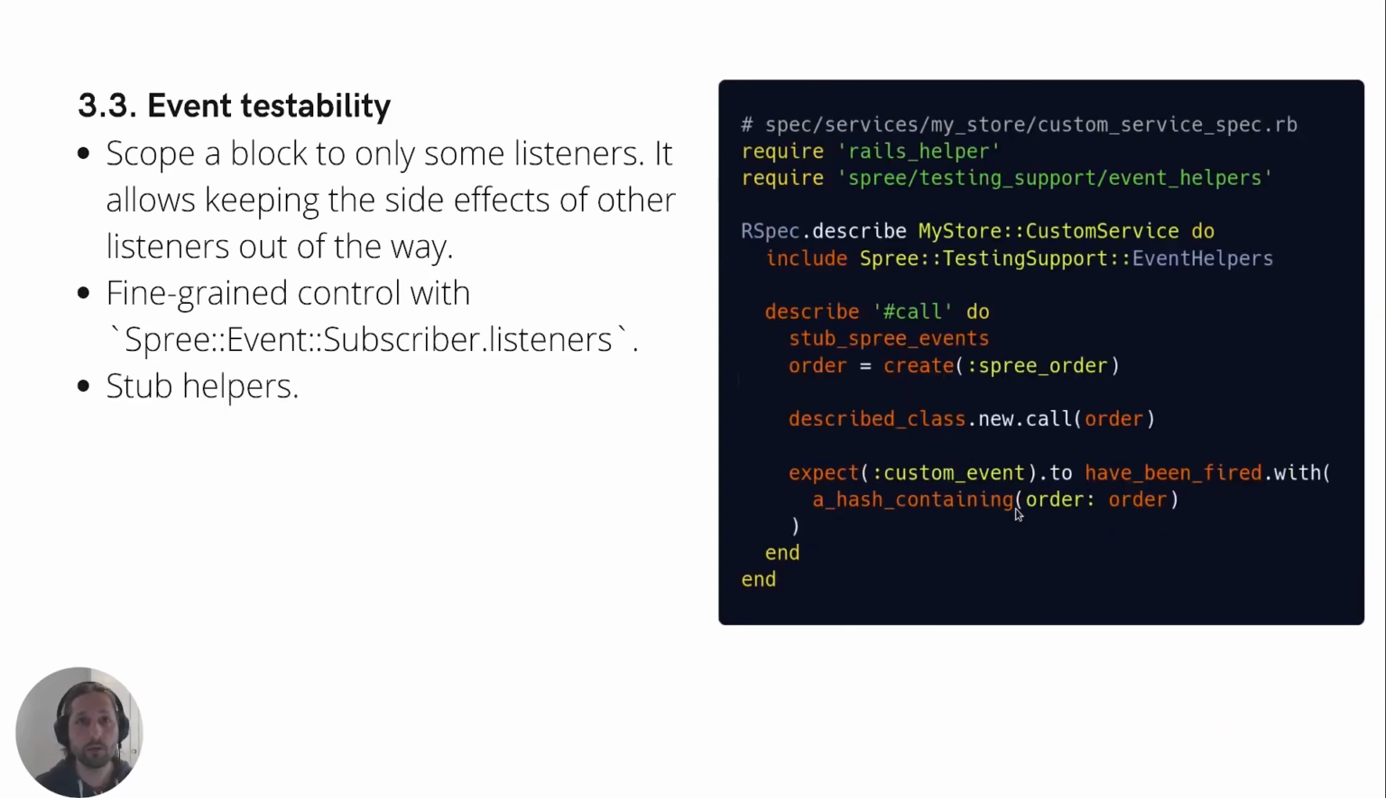Last point about event testability. For those who feel more comfortable with stubbing, there are some event helpers to make it straightforward. We need to include the event helpers module in our test file. Then, after we call a stub Spree events method, we can assert that a given event has been fired. It also allows chaining with to match the published payload.